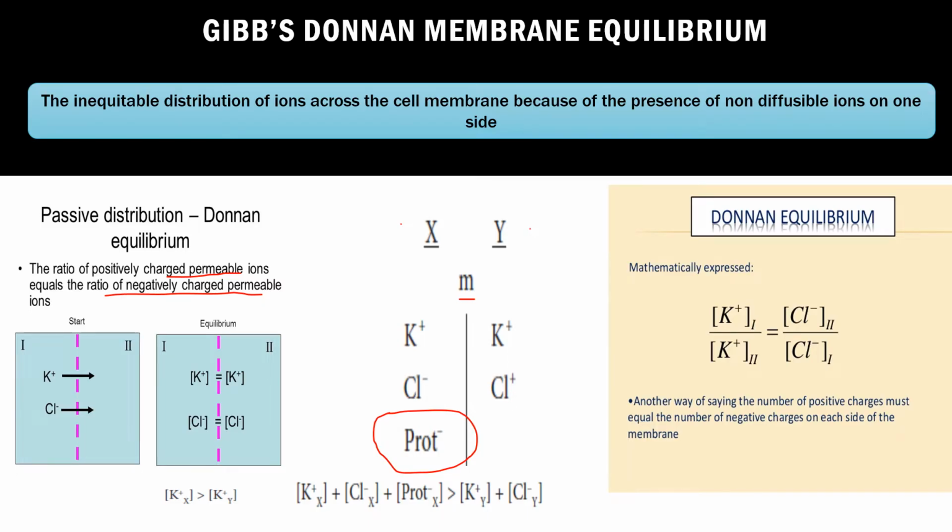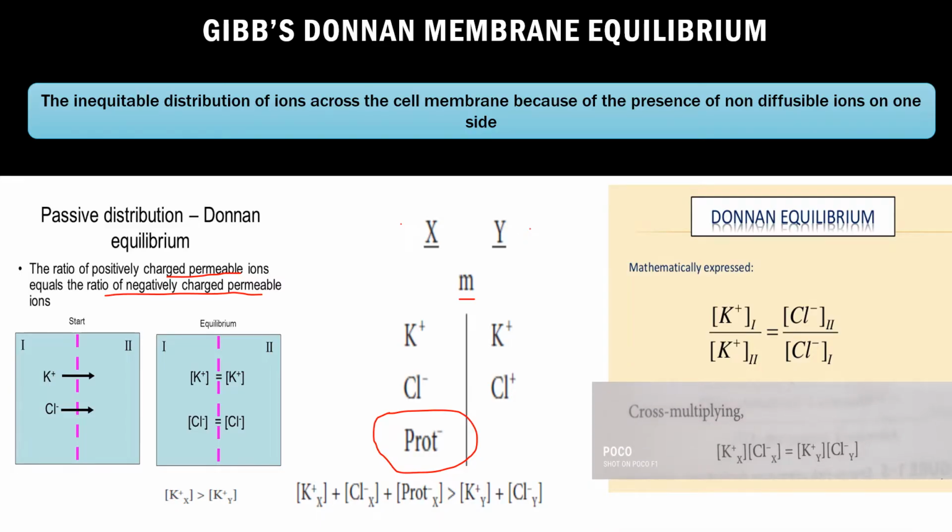Initially the potassium concentration was equal on both sides, but as the chloride moves along its concentration gradient, it will draw the potassium. So more osmotically active particles will be here. We will see that more potassium is present on the X side, and at the end more osmotically active particles are in compartment X. That is, X will contain potassium, chloride and protein, whereas Y will contain only potassium and chloride. So there are more osmotically active particles in the X compartment.